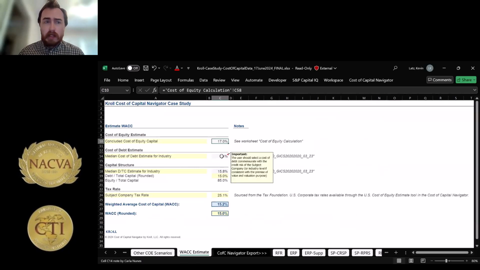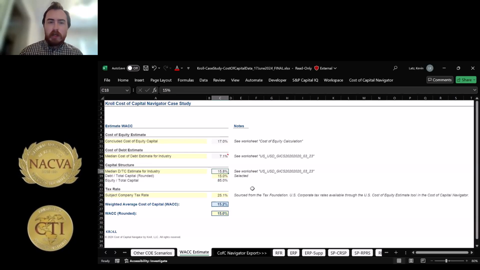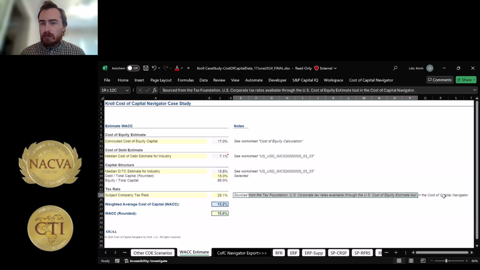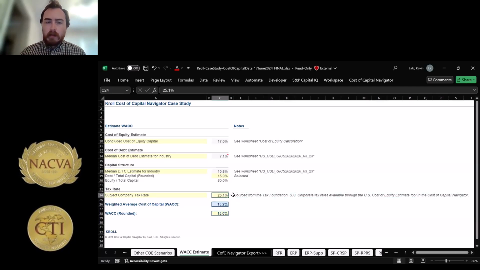So we have our cost of equity estimate, we have our cost of debt estimate, and then we really just need our capital structure, which, just like Carla talked about, we're pulling from that same industry tear sheet. We can see our equity to total capital 85%, debt to total capital 15%, and then our tax rate we just sourced from the Tax Foundation. You can get the tax rate inside the Navigator in our company betas data set, and then really just doing the simple WACC, right? Taking our cost of equity, cost of debt, weighting it, and then we have our final rounded WACC of 15%.